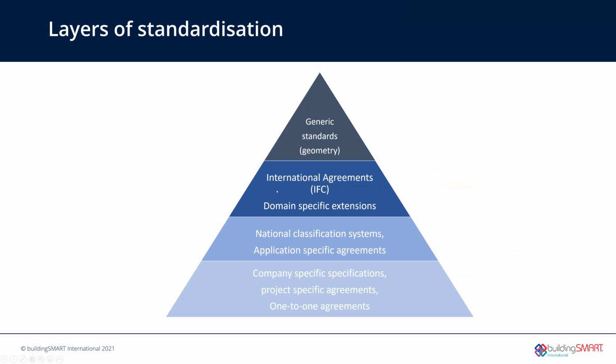But for IFC, we really want to keep IFC on this global, international level. So we're not going to put national classification systems or national-specific property sets into IFC, because those should be extending IFC. We really want to keep IFC on a more generic level. There are a lot of national classification systems that further specialize the classes in IFC, and a lot of additional properties that further define and extend the properties in the classes in IFC.